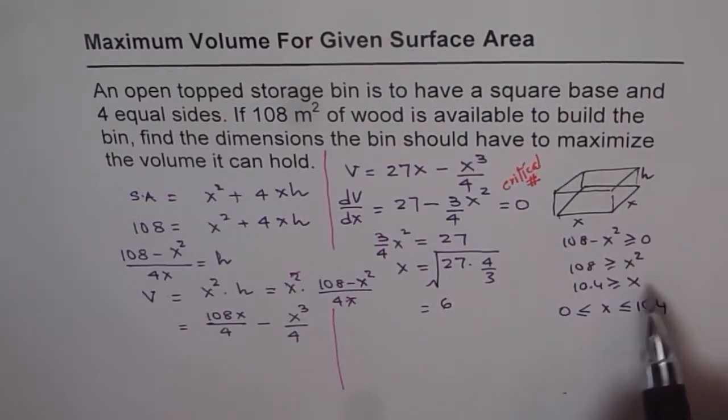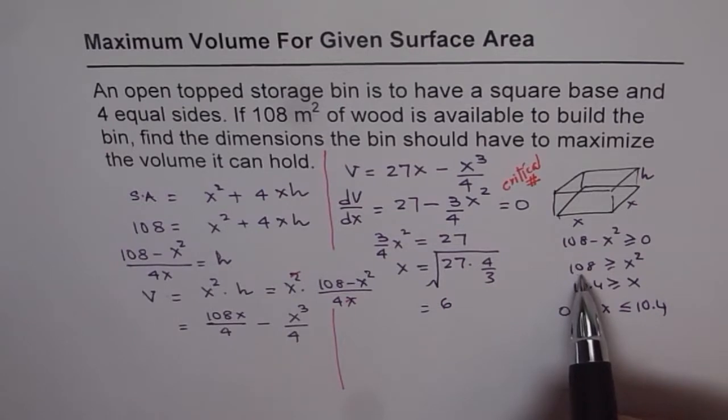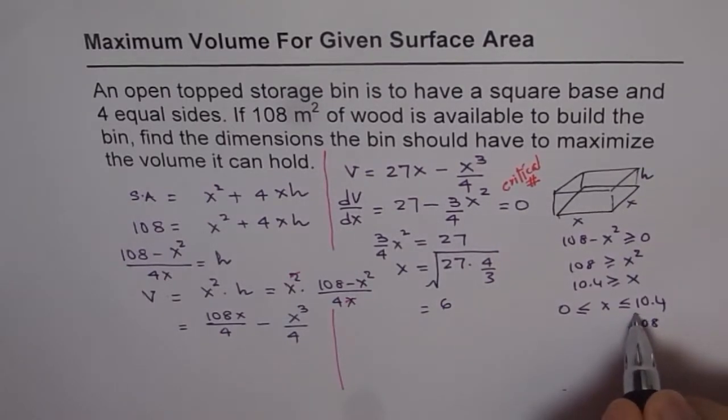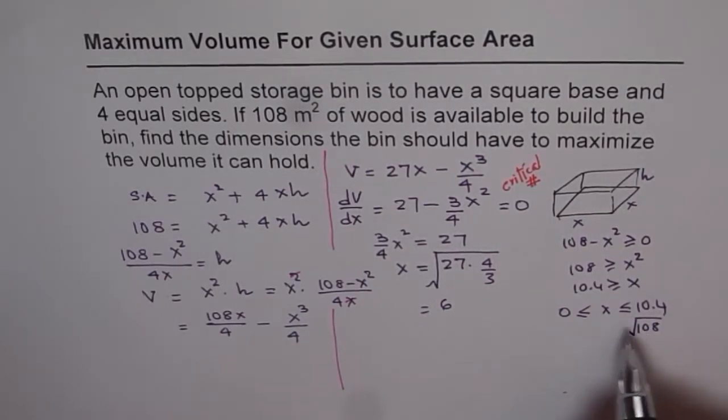So 10.4, I should write square root of 108 to be precise. That is a better value. I should write square root of 108 to be precise, correct? Now, so those are critical numbers.